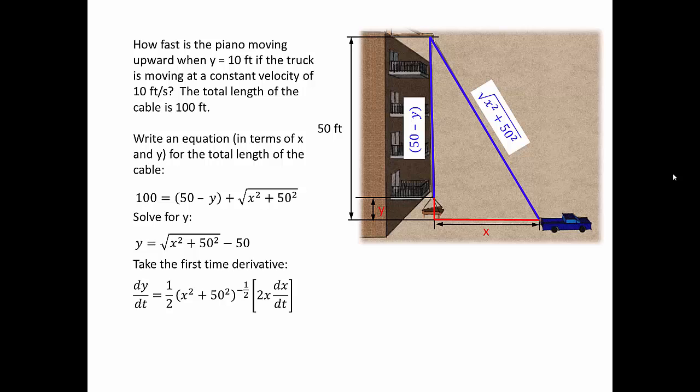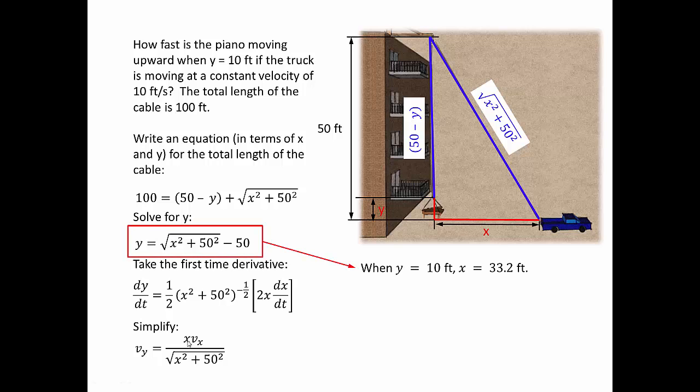Simplifying this and replacing dy/dt and dx/dt with velocity in the y and velocity in the x respectively, we get the velocity in the y direction is equal to x times the velocity in the x direction over the square root of x squared plus 50 squared. However, to find the velocity in the y direction, we still need to know what our position is in the x direction. We know what our velocity is in the x direction. That's given to us at 10 feet per second. But we need to find this x position.